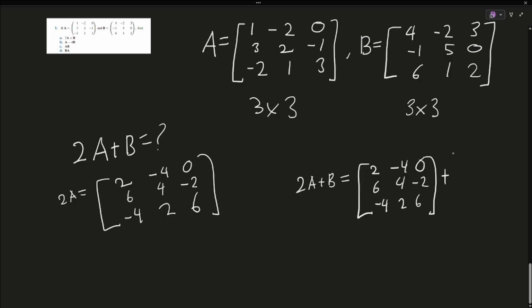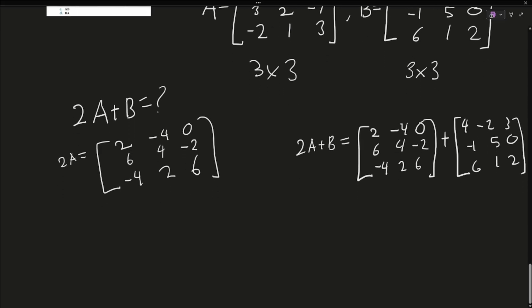And we're going to add B over here. So it's going to be 4, -2, 3, -1, 5, 0, 6, 1, 2. Okay, and when you're making addition with matrices, you add each corresponding entry with the corresponding entry on the other matrix. So 2 will be added with 4, so we will have 6.